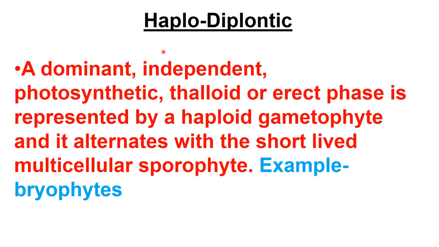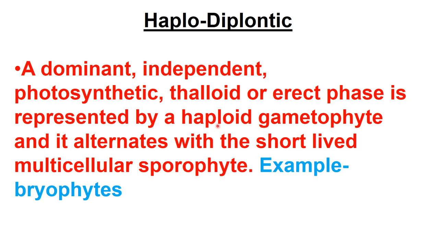In some plants the haploid phase is dominant, and in some the diploid phase is dominant. So let's see the examples of these two conditions. First, a dominant, independent, photosynthetic, thalloid or erect phase is represented by a haploid gametophyte. So here, what is the dominant phase? The haploid phase is dominant. Haploid phase means gametophyte. Gametophyte is always haploid. So the gametophyte is representing the dominant phase here.